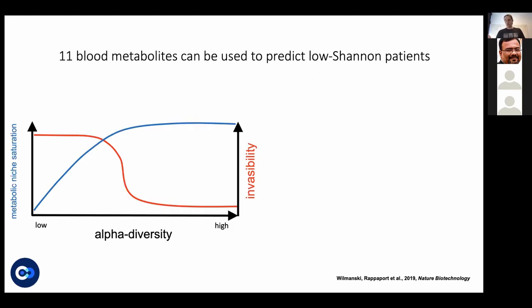And the basic theory around that is that commensals are saturating the metabolic niche in the gut system, but as you lose diversity over time, over this gradient, stochastically, you start to lose these taxa that compete with C. diff for a metabolic niche.